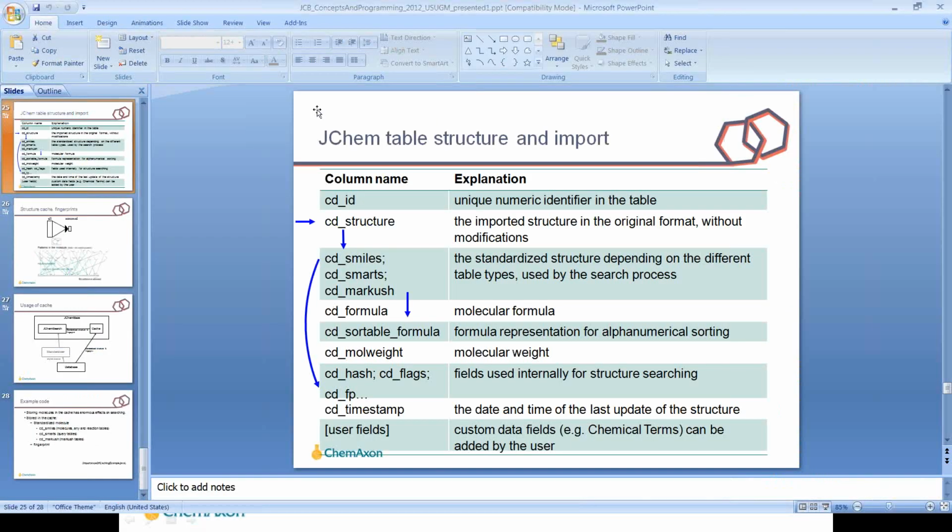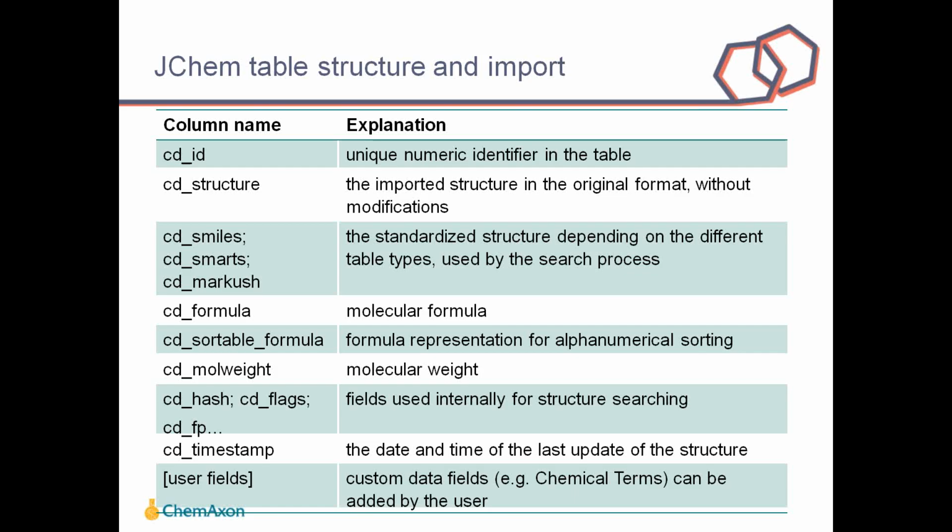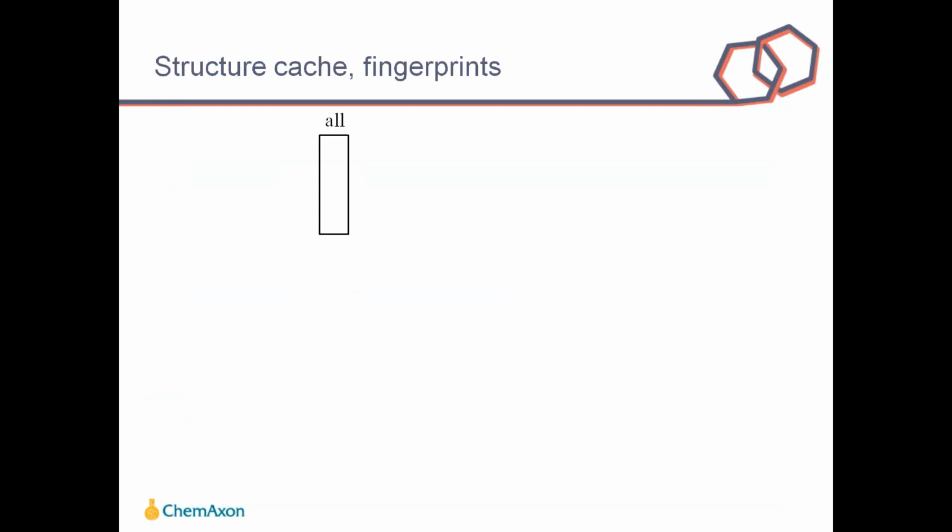In the first presentation, Robert has showed you the columns in the database table and mentioned that we have fingerprints. Now I will show you what fingerprints are. If you have a lot of structures in a table, and we have really huge database tables, sometimes 10 million structures in a table, the search can be very slow if we want to perform a subgraph search on each molecule. So somehow we want to filter them.